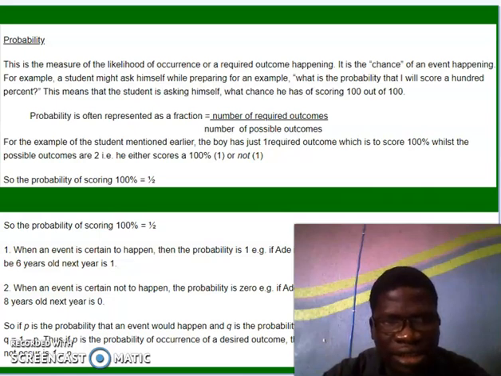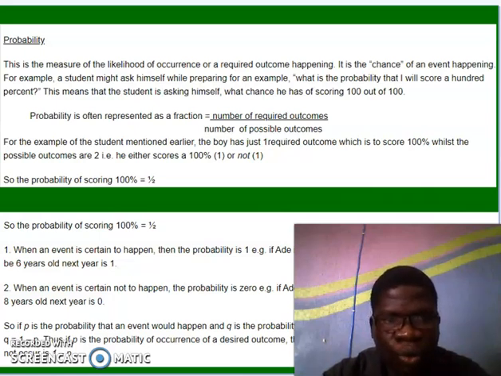Let's consider this under this. 1. When an event is certain to happen, then the probability is 1. E.g., if Ade is 5 years old this year, the probability that he will be 6 years old next year is 1, because certainly by next year, a year will have been added to his age now.